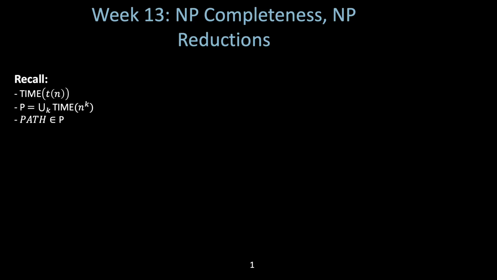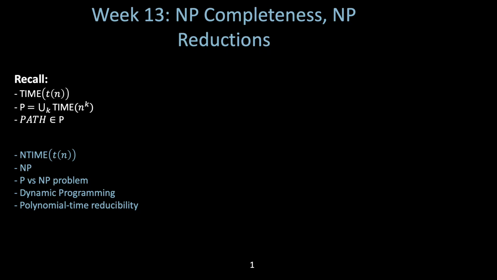Hi everybody! In this video, we will be talking about NP completeness and NP reductions. We have already talked about time classes. For instance, the P class or polynomial time class is algorithms that take some sort of polynomial time to run. An example of a problem in P is path. There's also the concept of NP, where it takes non-deterministic polynomial time to run.